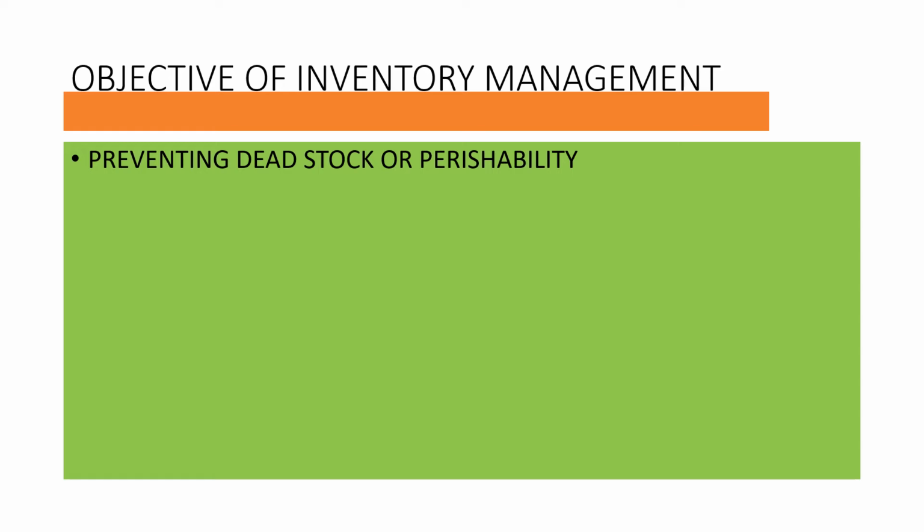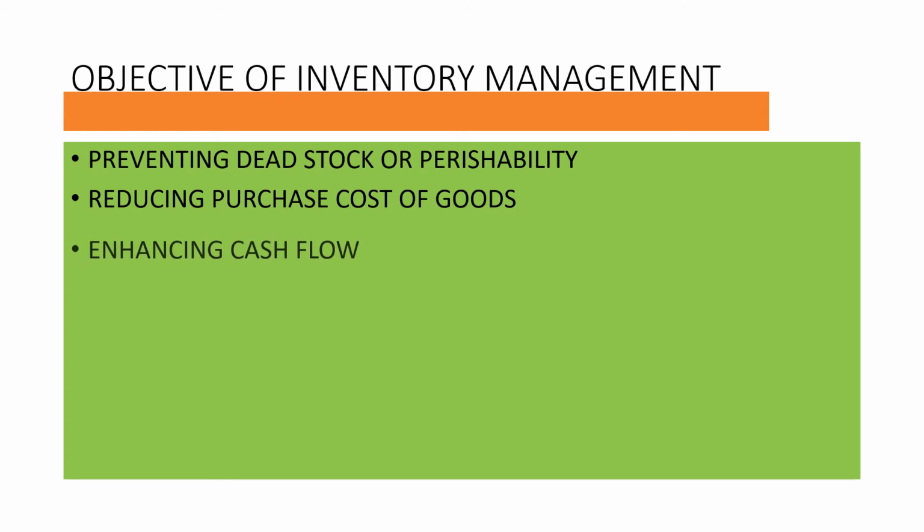And the perishability issue comes in the case of those products which get spoiled or rot easily, like food. In the case of some medicines also, which have a time period within which you need to sell, cosmetics, and many things. Reducing purchase cost of goods: whenever you are buying your raw materials from the market, you need to see where the cost is least. By buying the least cost goods, you will have more profit, because whenever your total cost is less, your total profit will be high.